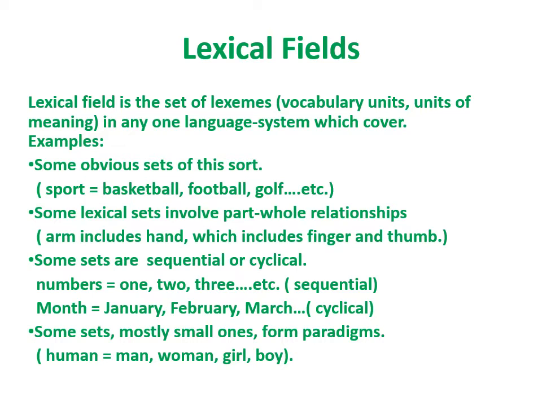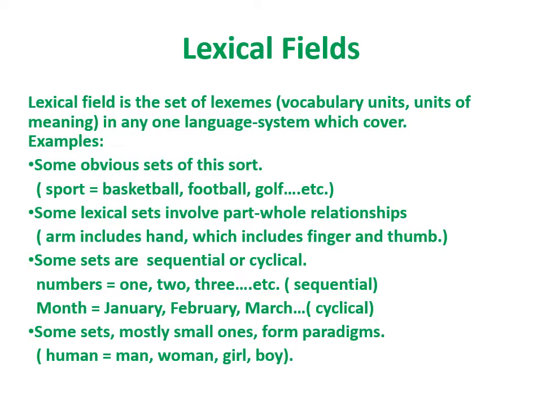Some sets, mostly small ones, form paradigms, like human. Human includes man, woman, girl, boy. So when we look at the lexical fields, this is like the superordinate of words with one classification, one category, like sport, arms, numbers, month, and human. There are other words which are included in the terms of a superordinate like sport.